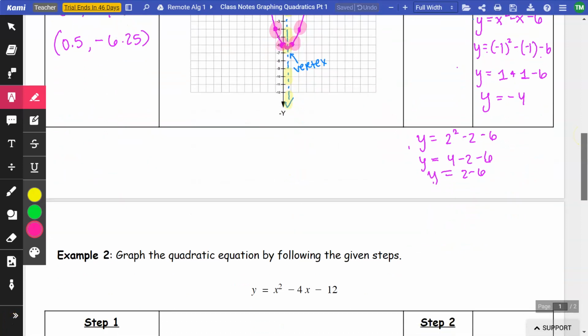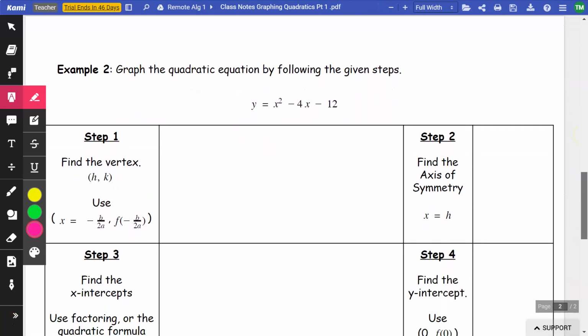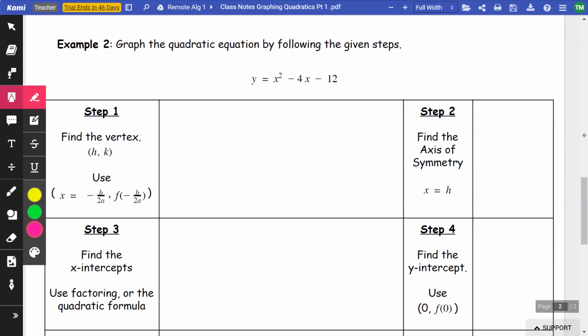Now let's move on to example 2. So in example 2, you have the equation y is equal to x squared minus 4x minus 12. So what I'd like you to do is to do each step on your own, and then after you do each step, we'll check our work together. So you're going to find the vertex in step 1, find the vertex, HK, go ahead and press pause, and then press play when you're ready to check your answer. Remember, you're using -b over 2a to find the x value, and then plug that in to find the y value. Go for it.